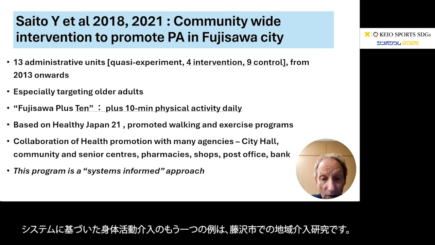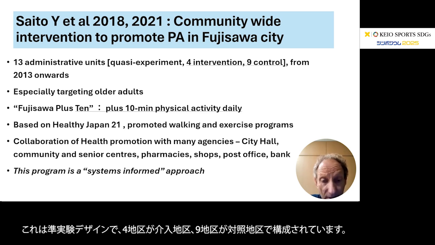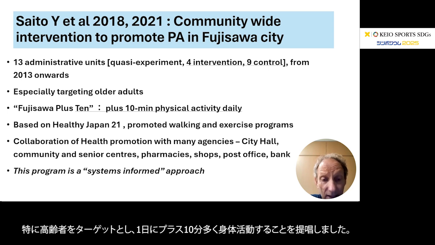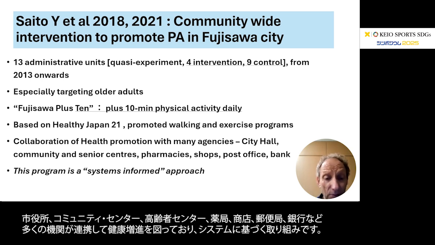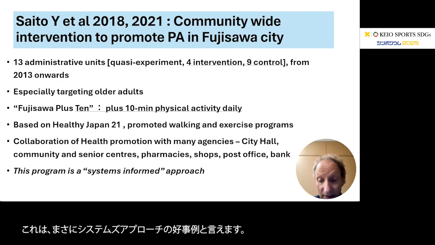Another example of a systems-informed physical activity intervention is the community-wide project in Fujisawa City, which used a quasi-experimental design with 4 intervention and 9 control administrative units. It targets particularly older adults and is trying to get 10 minutes more physical activity for people living in Fujisawa. It's based on the Healthy Japan 21 strategic framework, and it promoted walking and exercise programs. It's a systems-informed project because health promotion collaborates with many other agencies, including the City Hall, community and senior centers, pharmacies, shops, post office, even banks. This is a good example of a project that uses a systems approach.